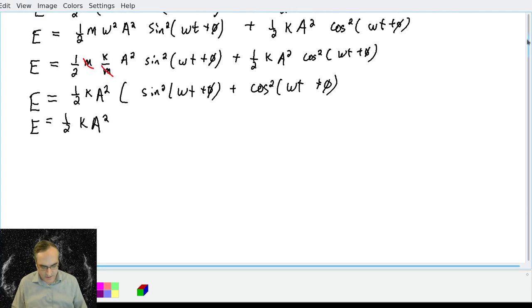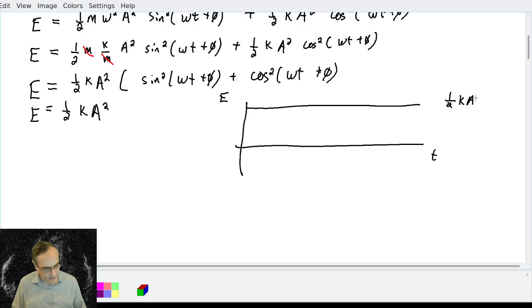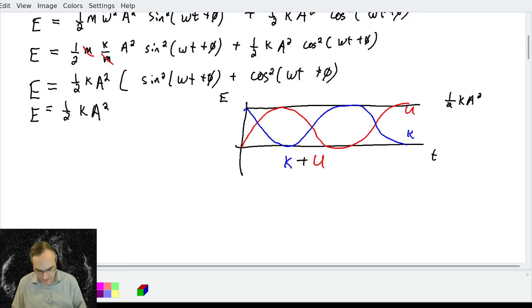is 1/2 ka squared. So if we're looking at what's happening to energy versus time, it's actually staying constant at 1/2 ka squared. If we look at what's happening with the potential energy, it's going to be following a sine squared function. And if we look at what's happening to the kinetic energy, it's going to be going opposite that as a cosine squared function. And k plus u is everywhere equal to that same total energy.